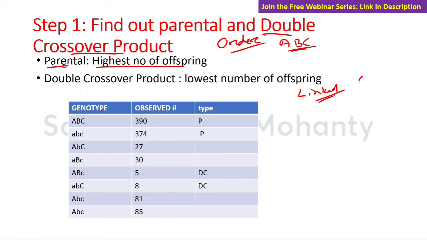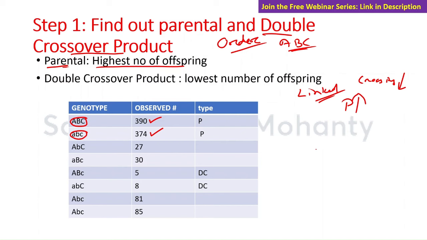because these are linked genes, which means the chance of crossing over will be less. So the number of offspring showing the parental type will be very high. When you get the question, the genotype shown by the highest number of offspring is directly your parental type. As you can see, capital A, capital B, capital C and small a, small b, small c have 390 and 374 offspring, which means these two genotypes are parental type.